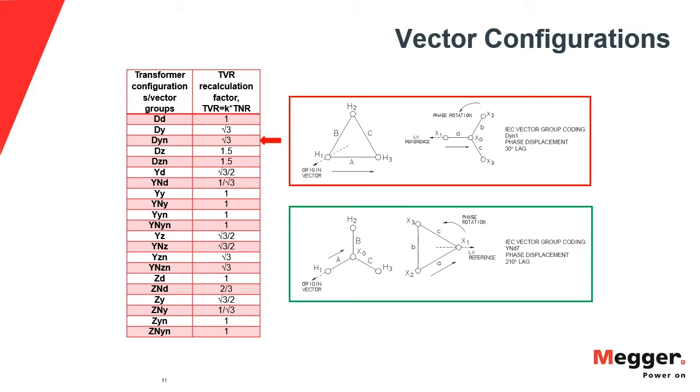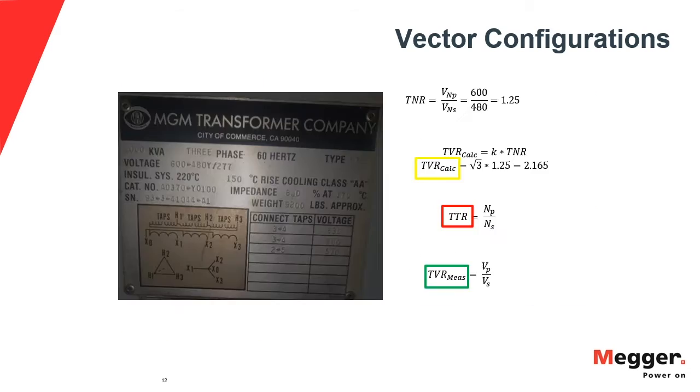So again, in the first case, D1N1, my table is telling me my recalculation factor is square root of 3. What happens if it's the opposite? I have a star or Y-connected winding on the high voltage side and then a delta on the low voltage side of my transformer. Well, same thing. I look for that particular vector configuration in my table, find the right correction factor, and use it to calculate my final TVR.